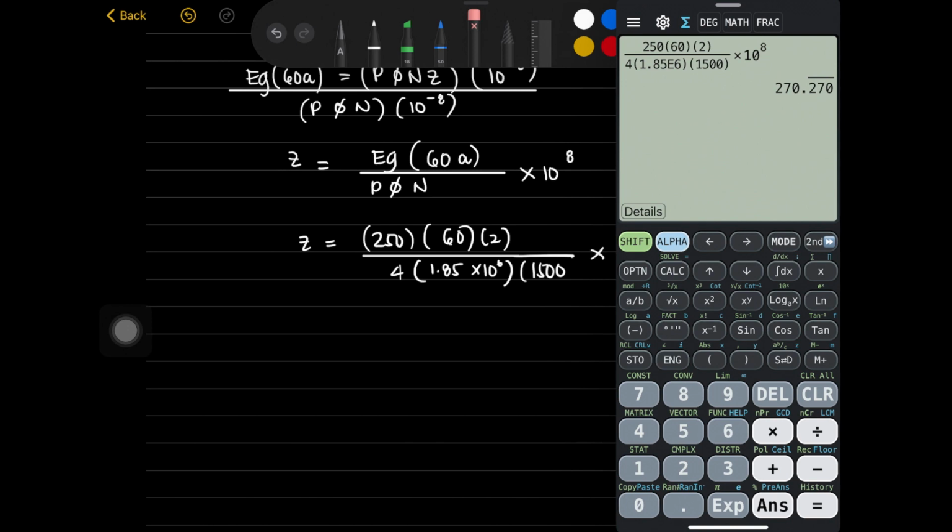So the answer, or the total number of conductors, is 270.27, but since the total number of conductors must be an integer, we're just going to round off the result. So this would be equal to 270 conductors.